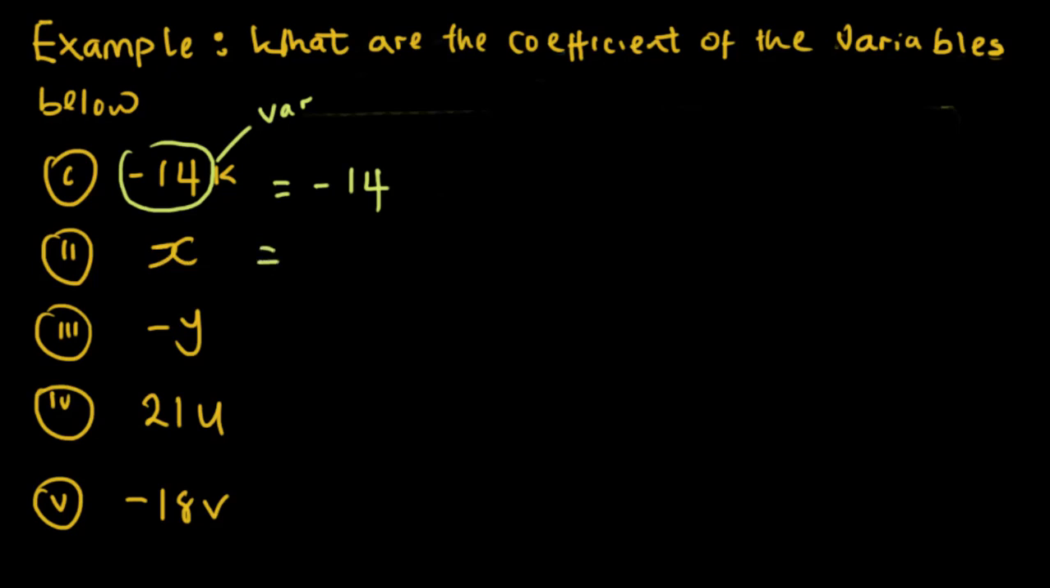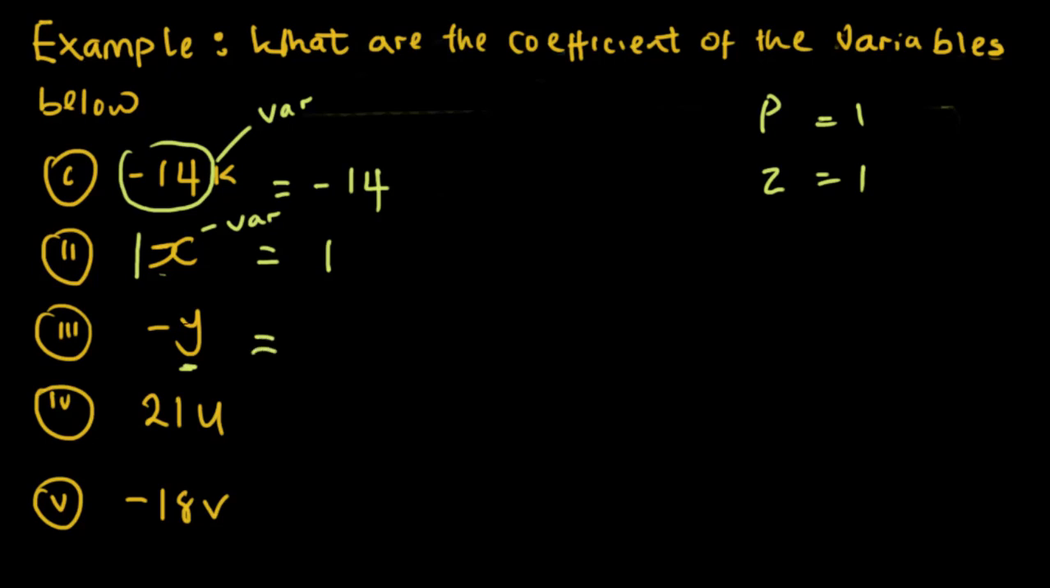II, we have x. X is the variable, so the question is, what's the coefficient? Now it's like there's an invisible 1 here. Does that make sense? Because 1 times x is x, so the coefficient of x in this case is 1. Do you understand? The coefficient of p will be 1. The coefficient of z will be 1. Does that make sense?